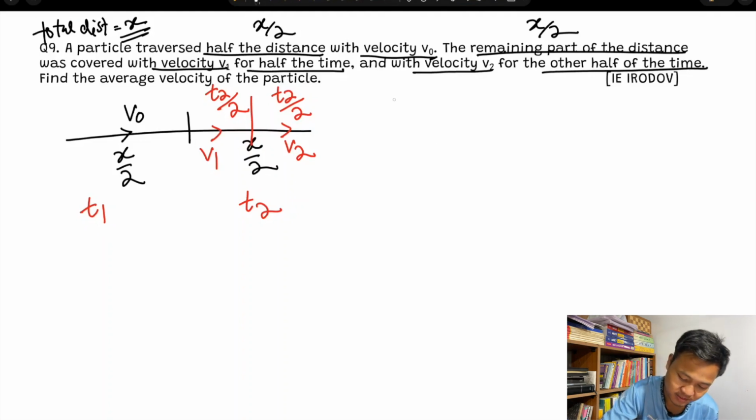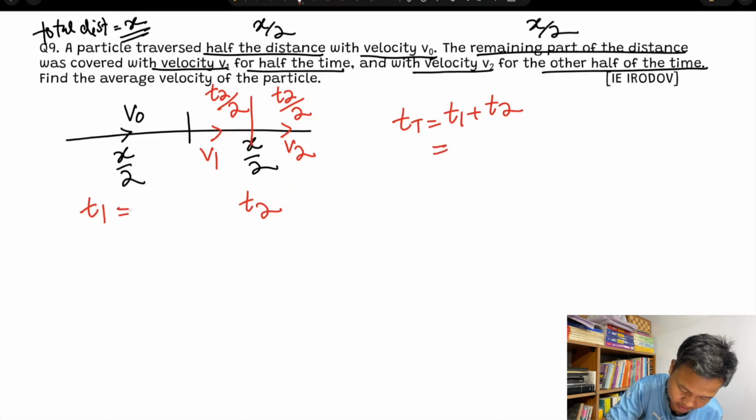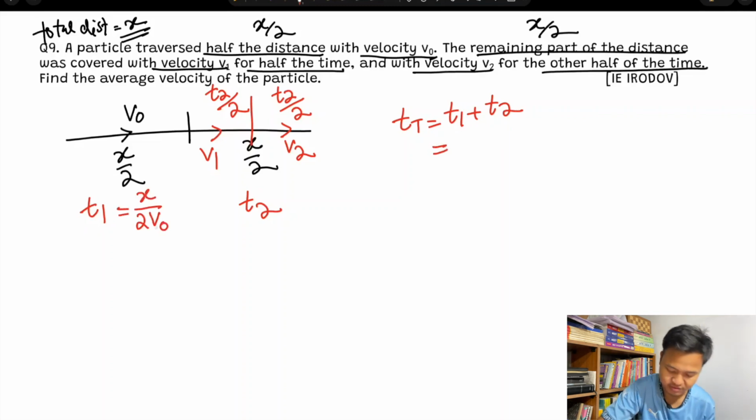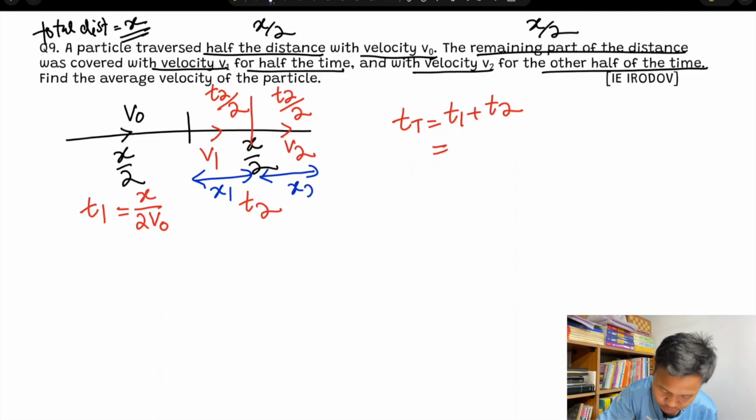So what is total time? Total time is t1 plus t2. What is t1? X by 2 into v0. What is t2? The t2 part we don't know yet, we have to calculate. Let's say in this part it travels x1 distance, and in this part it travels x2 distance.